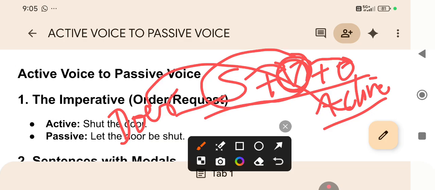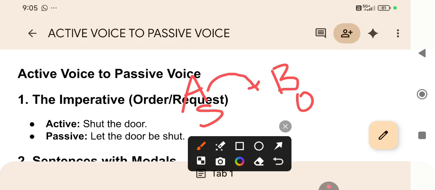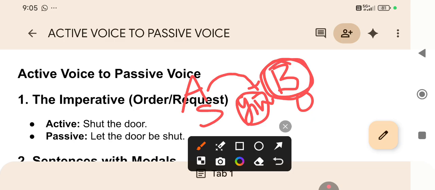And what is passive voice? Passive voice means suppose A is the doer and B is the receiver, or A is the subject and B is the object. Suppose A gives a book to B. So A is giving the book, meaning A is doing the action for B. So B becomes the object.